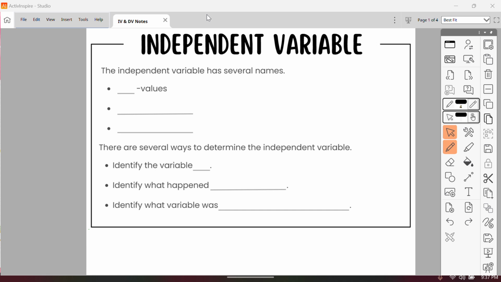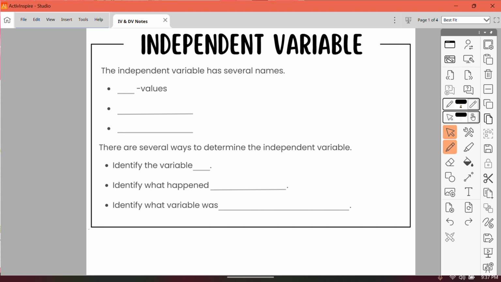Hello, everybody. Today we are going to be talking about independent and dependent variables. And if you're thinking to yourself, that sounds like science, you're right, but it is also math. So let's talk about independent and dependent variables in math. But you are definitely going to see some overlap from science. So these two subjects are not totally separate from each other. There's actually a good amount of overlap.